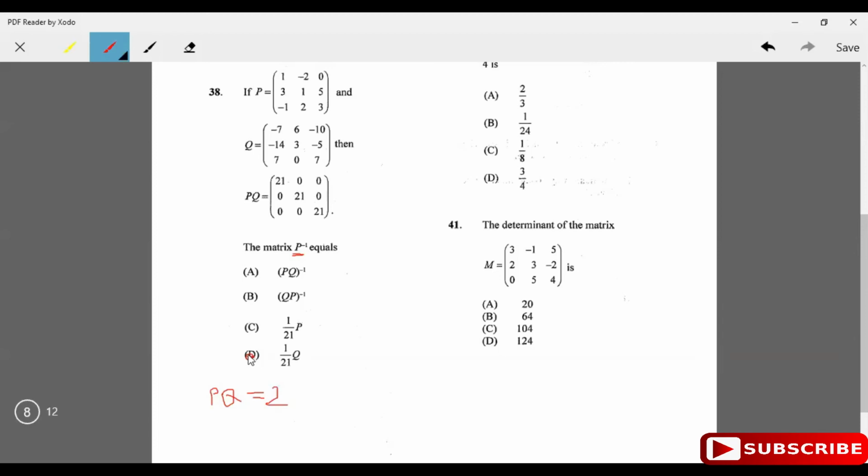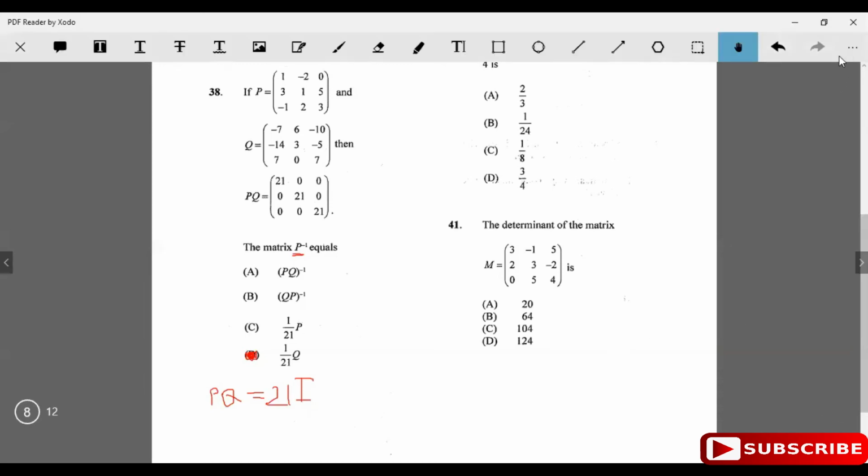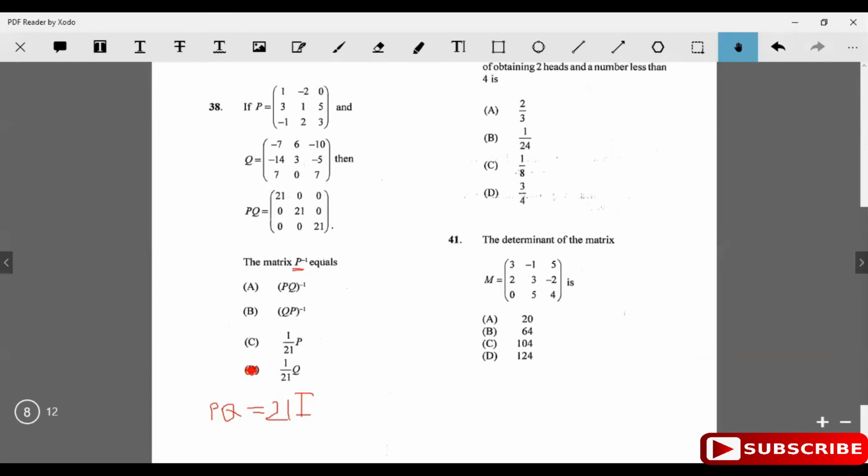Very good. Now, don't be shocked if they repeat this question but ask you for Q inverse. Q inverse is 1 over 21P. So when I multiply 1 over 21 by Q, that's going to give P inverse. Exactly.